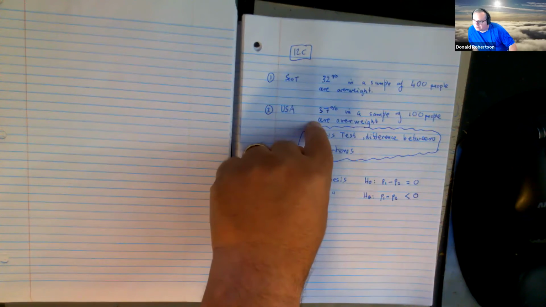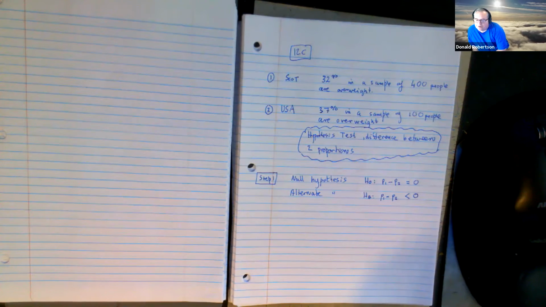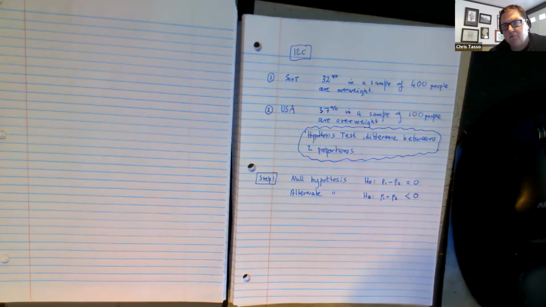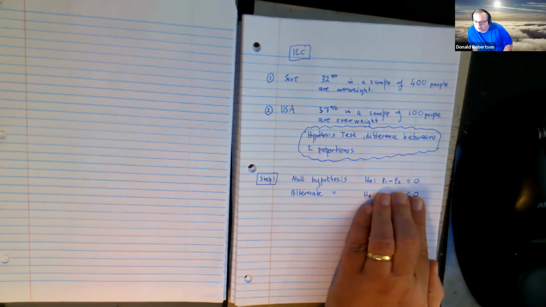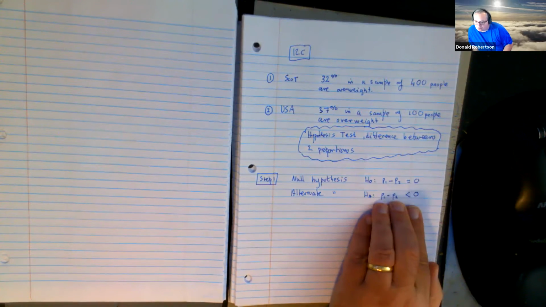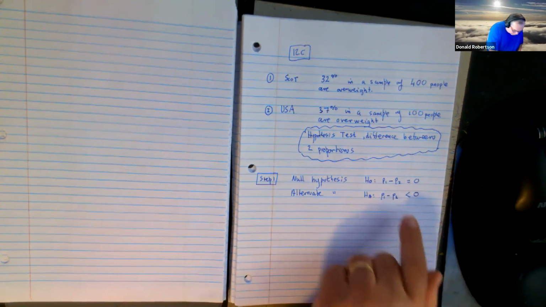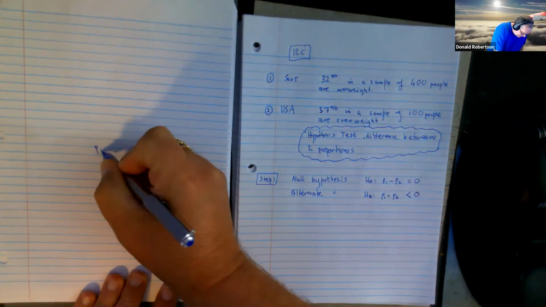Right? Scots guys, less overweight than American guys. And that's step 1. You set up the null and alternate. The null in these questions is always going to be P1 take away P2 equals 0. The alternate has 3 flavors. That's the one that we're doing in this story.